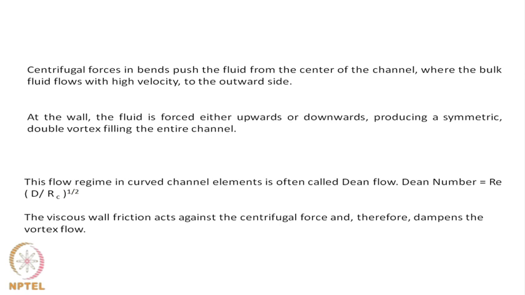So, in order to quantify the flow regime in curved channel elements, we often bring in a number which is known as the Dean number, and the Dean number is Reynolds number multiplied by (d/Rc) to the power half. So, d is the diameter of the channel, and Rc is the radius of curvature for the bend. Now, this flow regime in curved elements is often called Dean flow, and it's the viscous wall friction which acts against the centrifugal forces present in those bends, and they will bring order to the system.